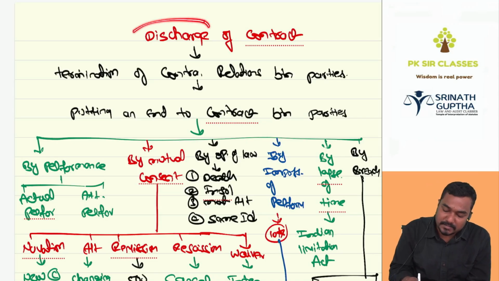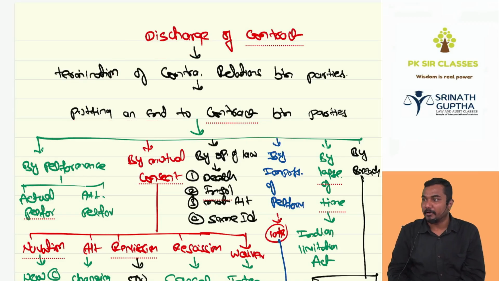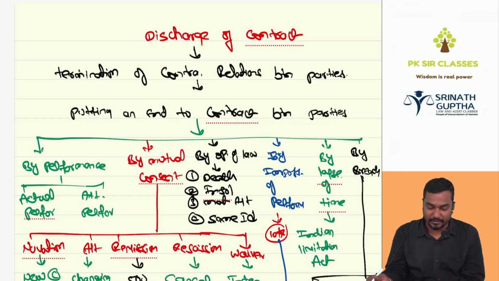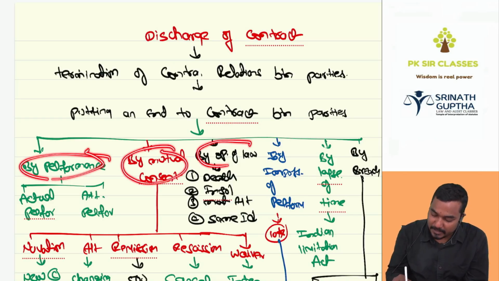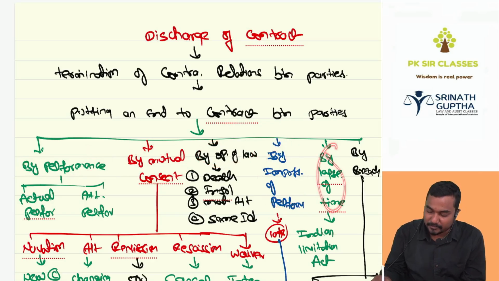So how to discharge the contract? How to terminate the contract? How to put an end to the contract? There are 6 ways. In 6 ways we can discharge the contract: by performance, by mutual consent, by operation of law, by impossibility of performance, by lapse of time, by breach.